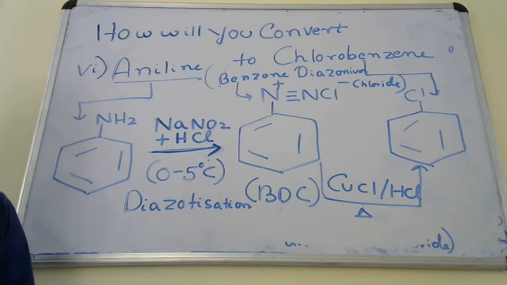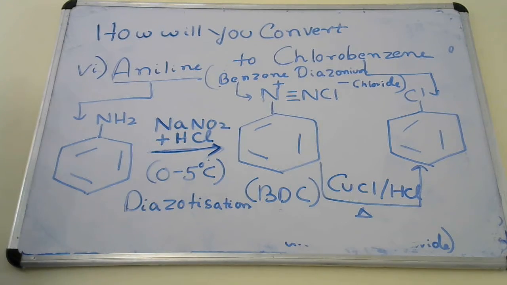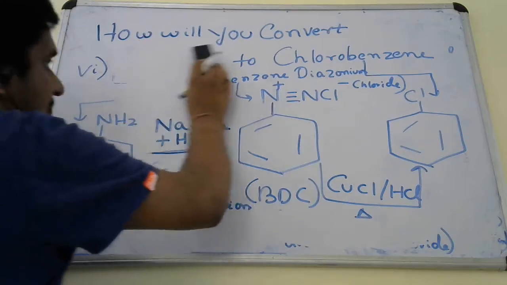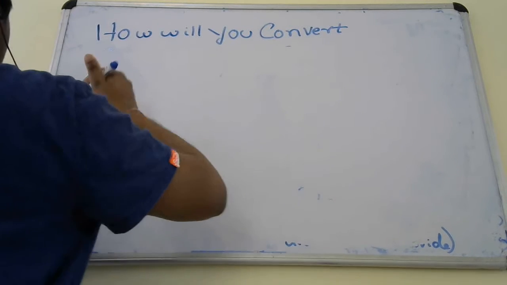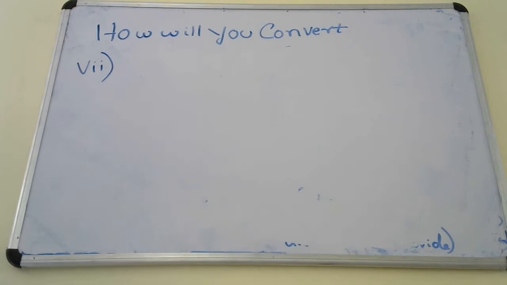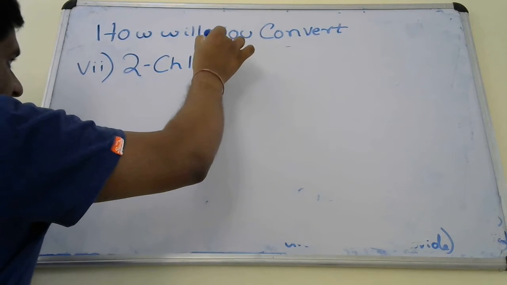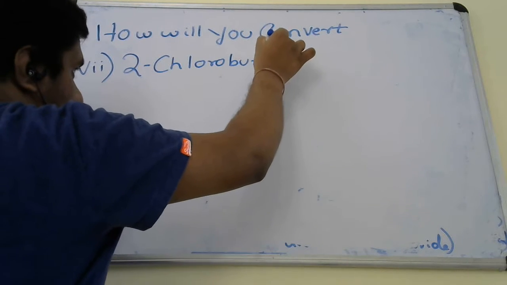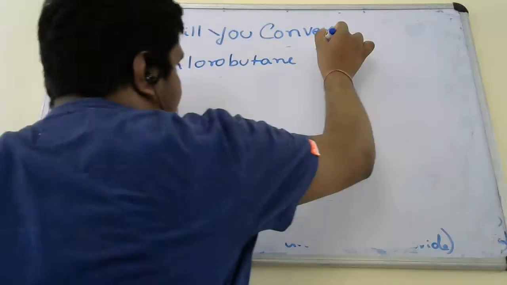Now let us see another type of interconversion. Another interconversion is also very famous because it is linked to a very famous reaction called Wurtz reaction. So the interconversion is to convert 2-chlorobutane to 3,4-dimethylhexane.